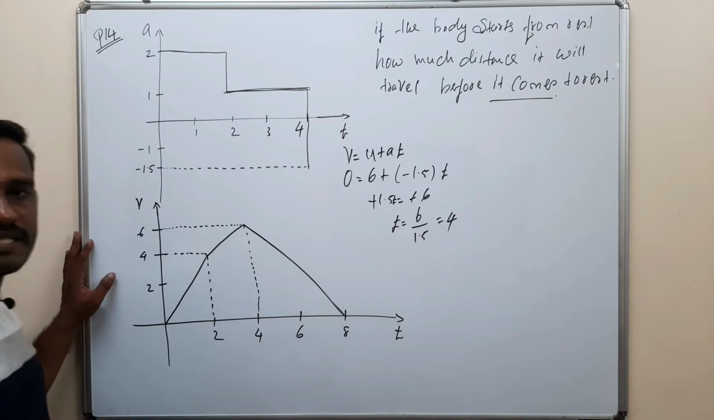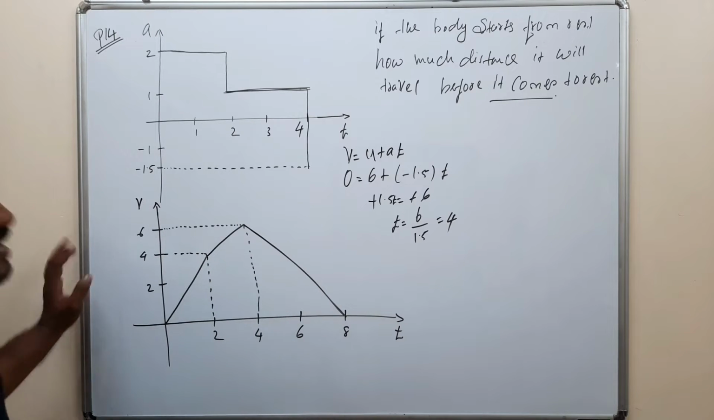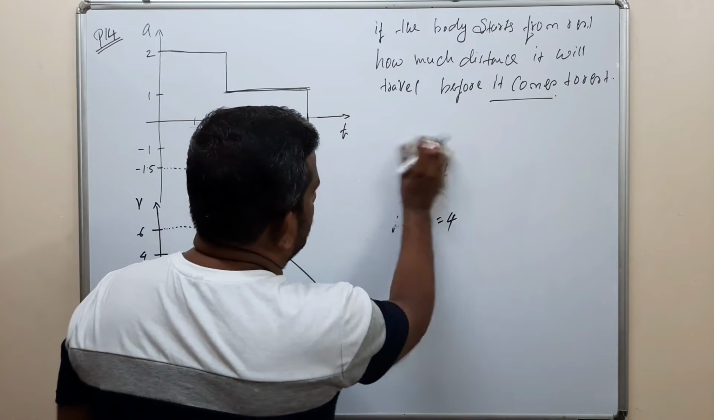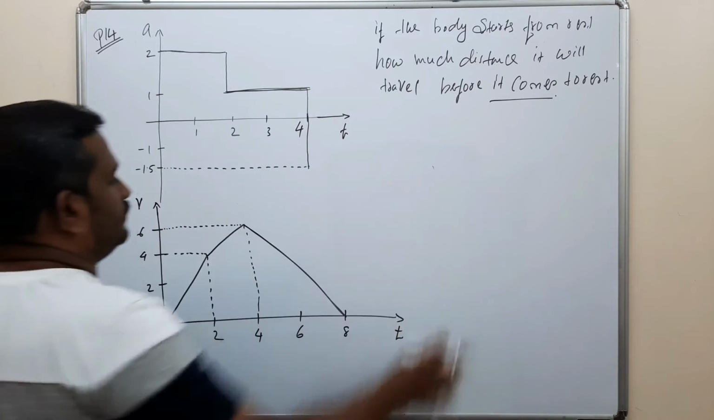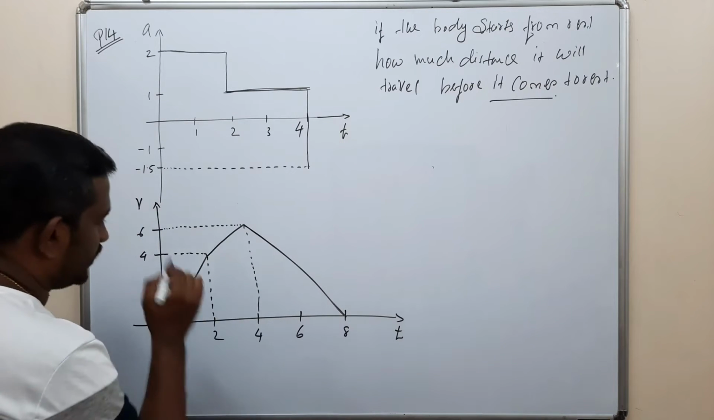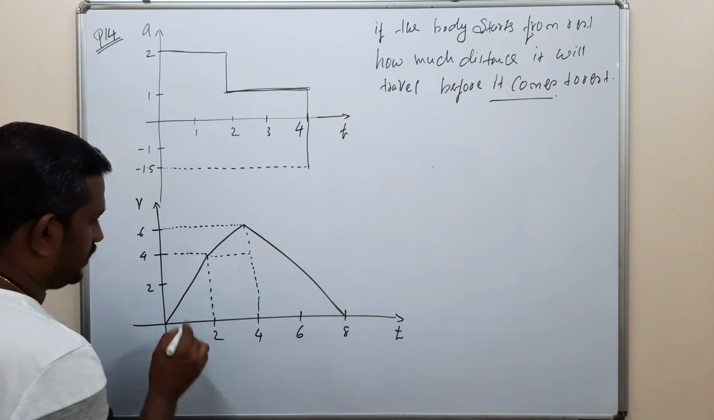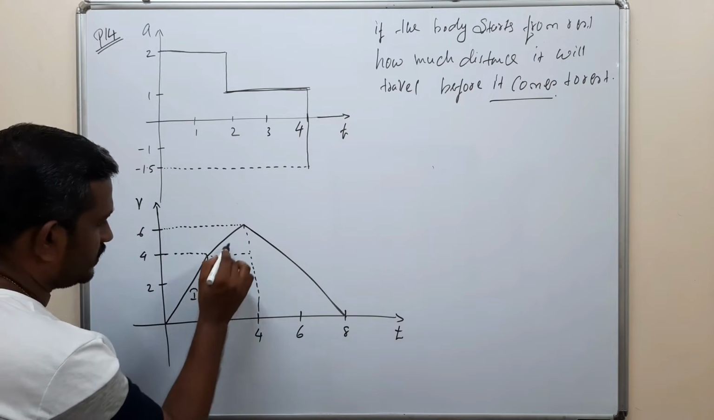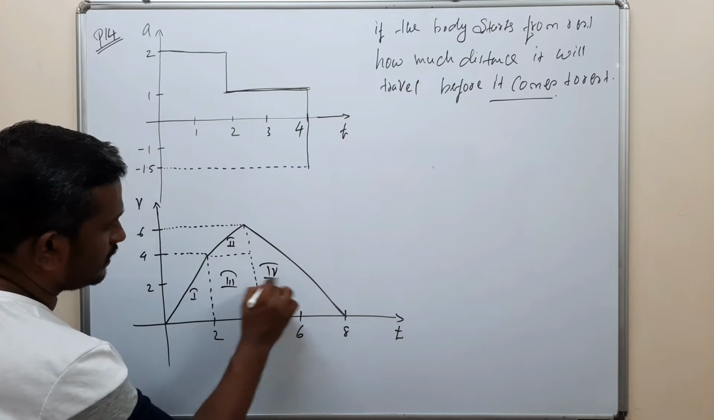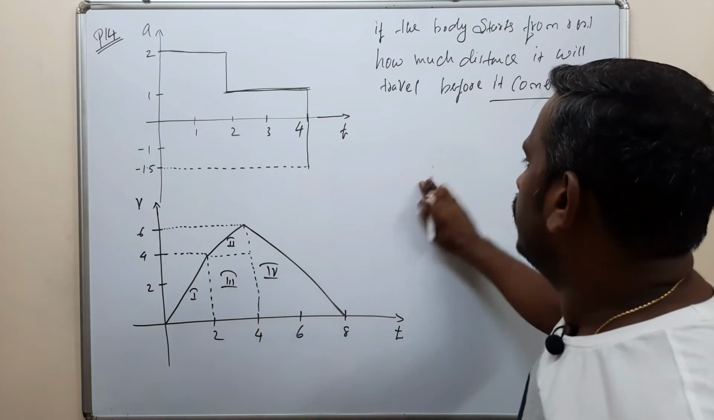So that is the velocity time graph. This velocity time graph gives the displacement traveled by the body. The area under the velocity time graph gives the displacement traveled by the body. So the entire area: the first triangle, the second triangle, this rectangle, and again this triangle. This much area gives the distance traveled by the body.